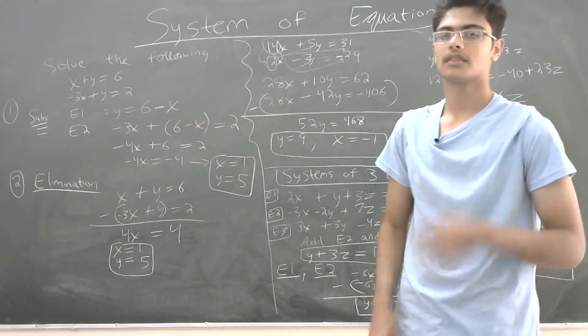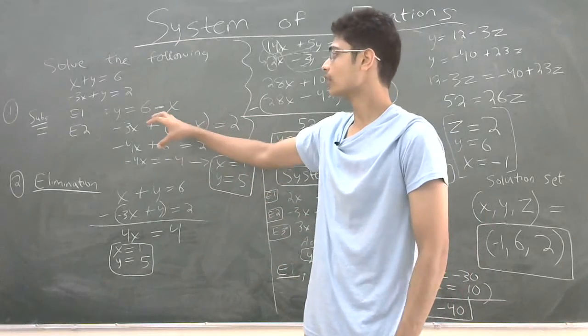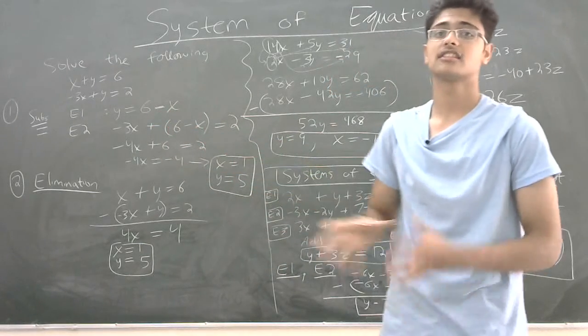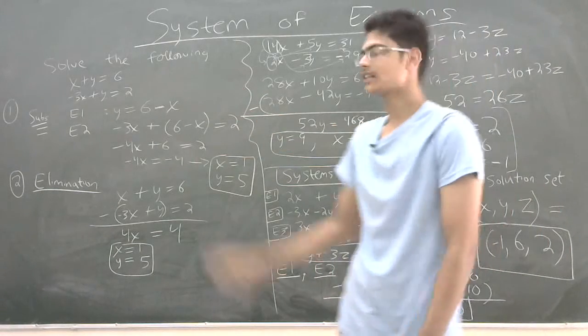And so really this is the method of substitution where you really define one variable in terms of the other and then substitute that back into another equation. So that's the first method.